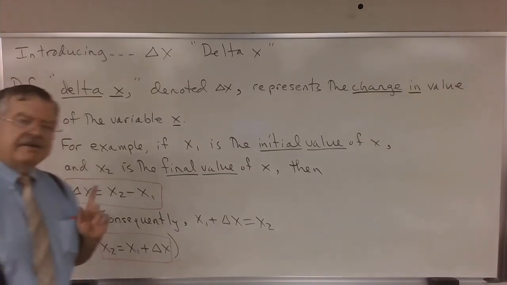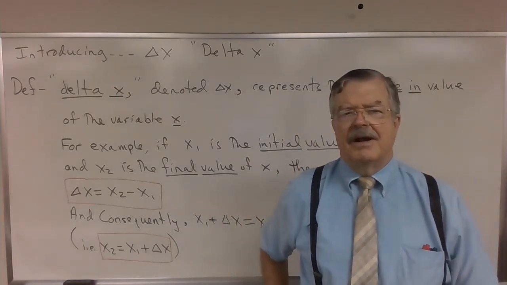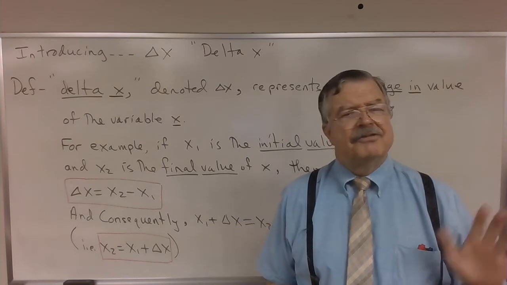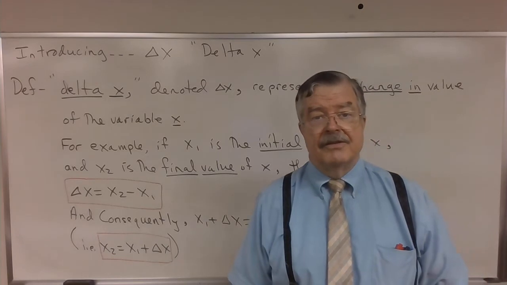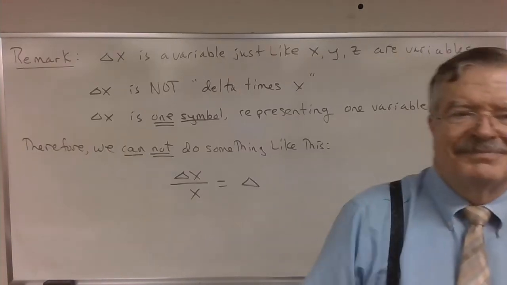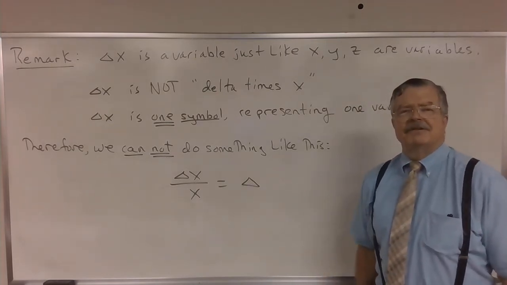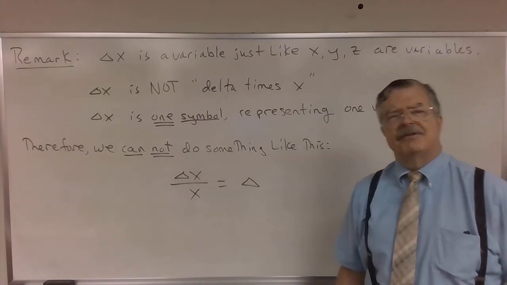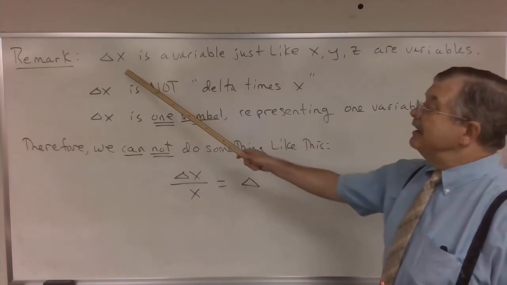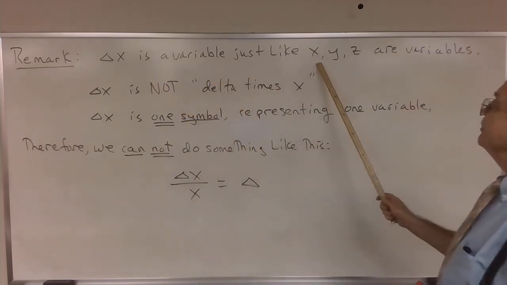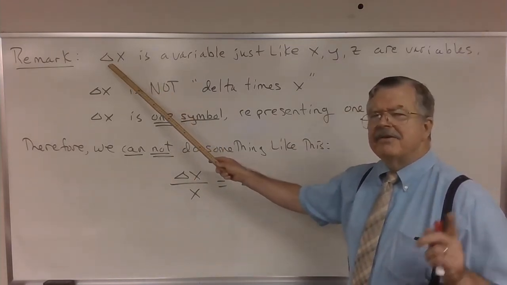Before we get back to our tangent line problem, I do want to make a few more comments about delta x, especially for the sake of those of us who may not be used to using this notation. Just a few remarks about delta x for those of us that may not have much experience working with the delta notation. Delta x is a variable just like x, y, and z are variables. So this is just another name for a variable.